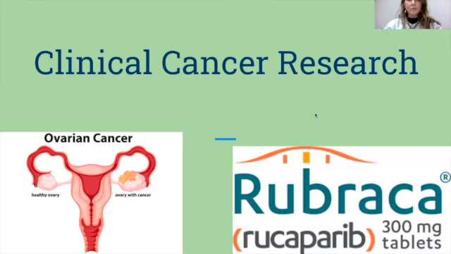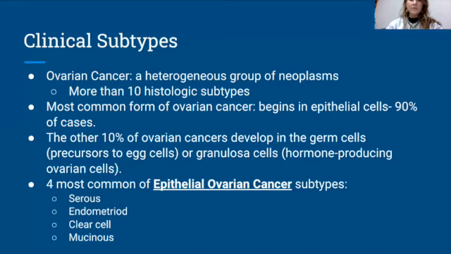Okay, I'm going to proceed with the presentation into clinical cancer research. First of all, the clinical subtypes of ovarian cancer: there are more than 10 histological subtypes, and I could go into depth about the other ones, but I'm going to focus on the main 90%, which begin in epithelial cells and are known as epithelial ovarian cancer. The main 4 subtypes of that kind of cancer are serous, endometrioid, clear cell, and mucinous, and they are classified based on their histological subtype because ovarian cancer in general is a heterogeneous group of neoplasms.